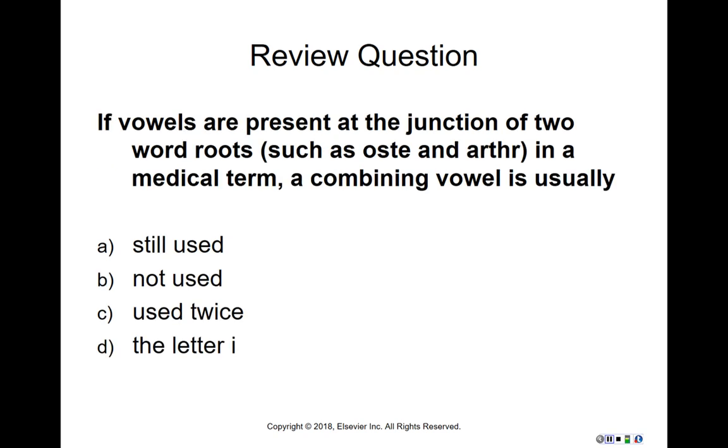And then one other review question. If vowels are present at the junction of two word roots such as osti and arthra in a medical term, a combining vowel is usually still used, not used, used twice, or the letter I. And again, if you go back to your guidelines, that was guideline 3. So even if vowels are present at the junction, you are still going to use the combining vowel. In this case, it's an O. So your answer should be A. And that is going to end this recording.